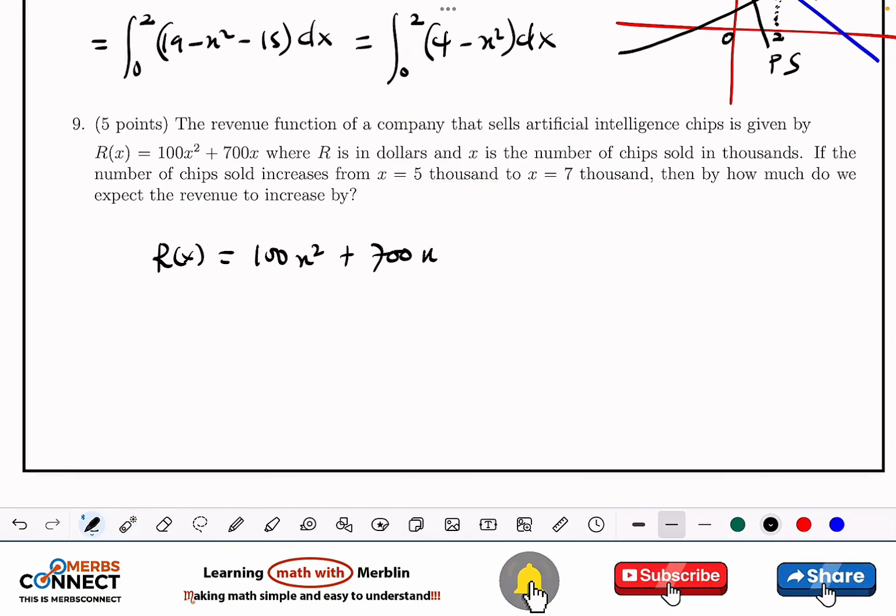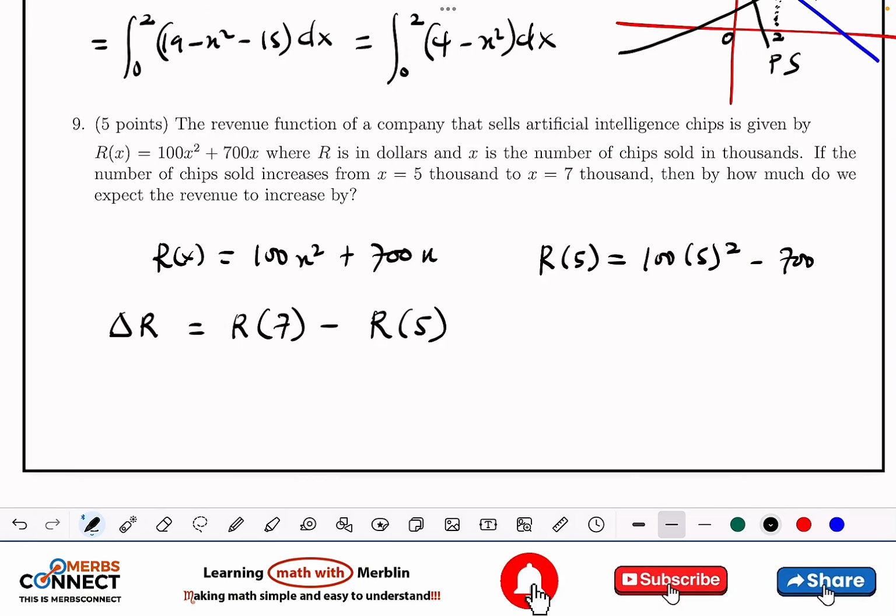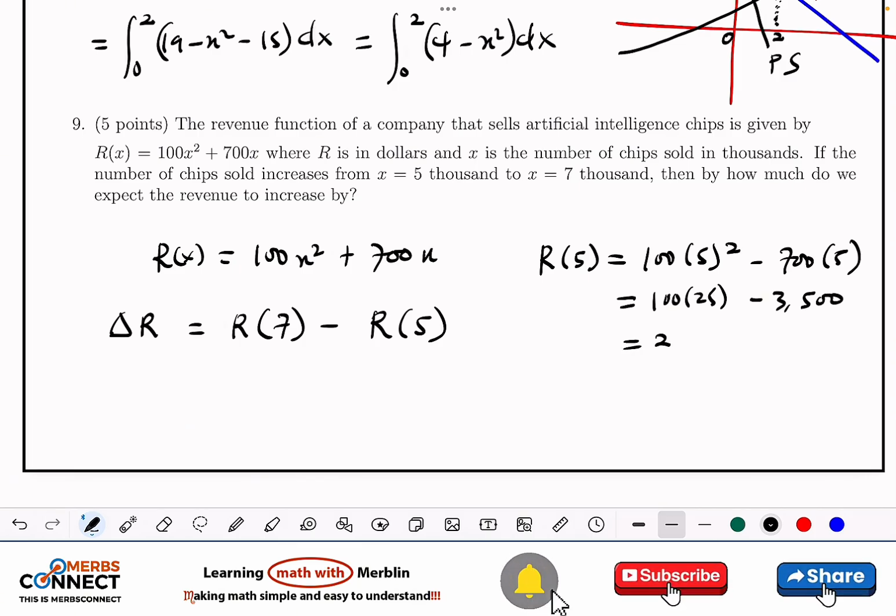So it's very simple. All we need to look for is the change in revenue, which will be equal to R of 7 minus R of 5. What is the revenue at x equal to 5? That is 5,000. So this is 100 times 5 squared plus 7 times 5, right? So what is R of 5? This is 100 times 25, plus 700 times 5, which is 3500. And this is going to give us 2500 plus 3500, so we need to get something like 6,000. So this is the revenue at x equal to 5.